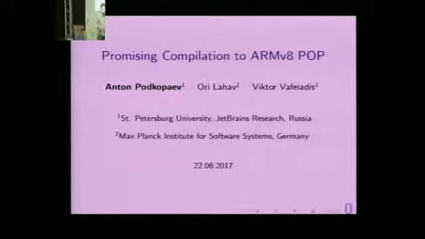Good morning. Today I would like to present our work, Promising Compilation to ARMv8 POP. Even though we don't have weak memory in our title, we, as in the previous work, are also working on weak memory. And actually it's a work about correctness of compilation from the promising semantics, which was mentioned in the last slide of Jan Oliver's talk, to a memory model of ARMv8.